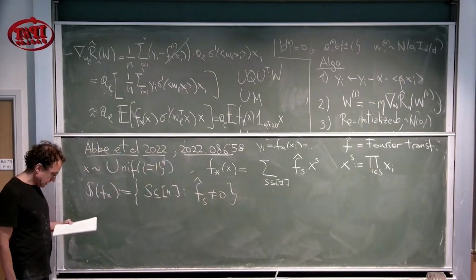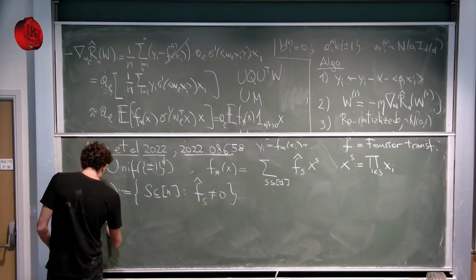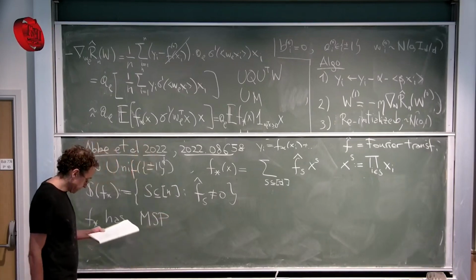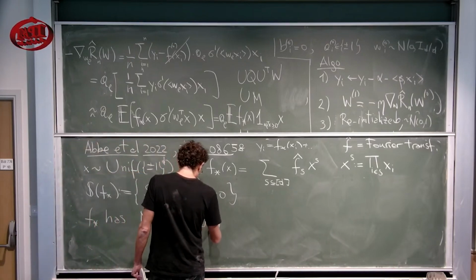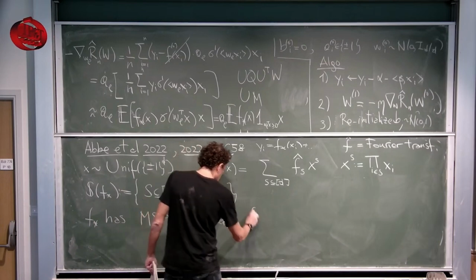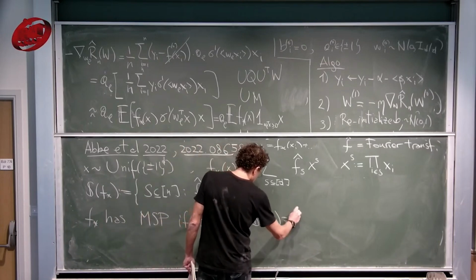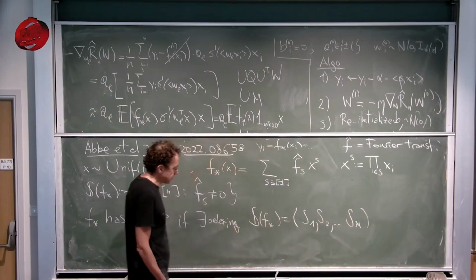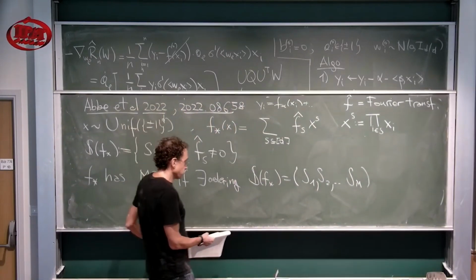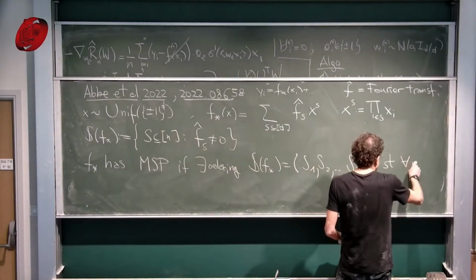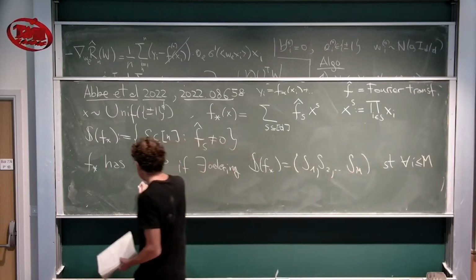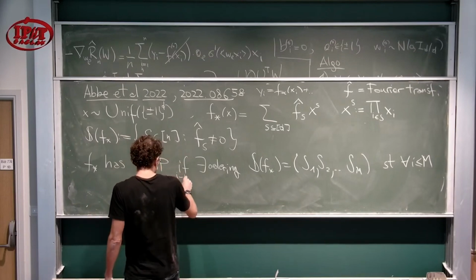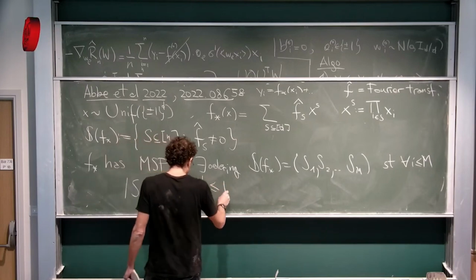And we say that f star has the merged staircase property if the following happens: if there exists an ordering S equal S1 to Sn of the non-zero Fourier coefficients, such that for all i, Si minus the union of S1 to S(i-1) has size at most 1.